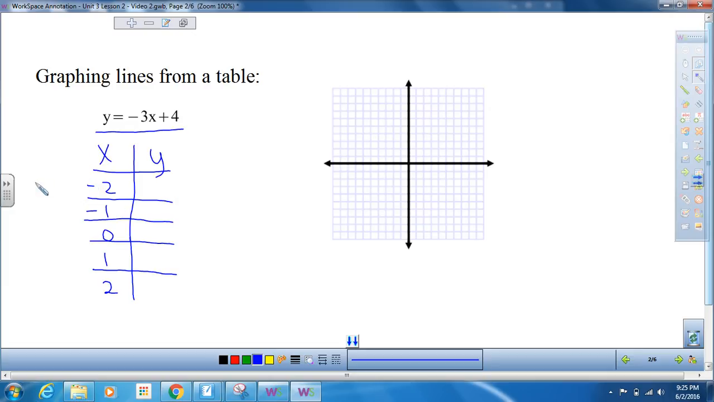So for example, I'm going to do -3 times -2 plus 4. And that gives me 10. And I'll do the same thing for -1. -3 times -1 plus 4. That gives me 7.